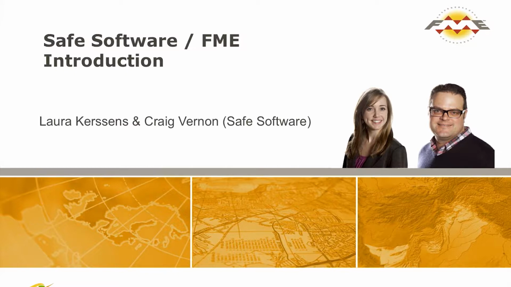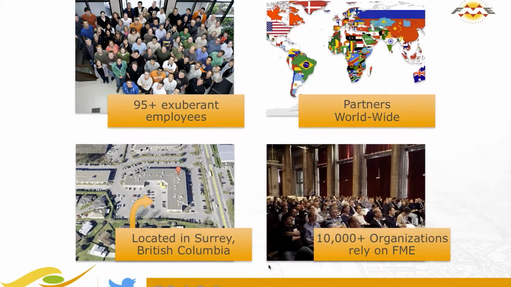Today, for those who are not familiar with Safe Software, I'm just going to step back there. We are a private company. We're located in Surrey, British Columbia, which is about 45 minutes south of Vancouver proper. We're about 100 employees with partners all over the world and thousands of organizations who are relying on FME every day. And there's a wide breadth of industries where FME has found itself in the last 21 years, certainly in the oil and gas industry and the utilities industry.